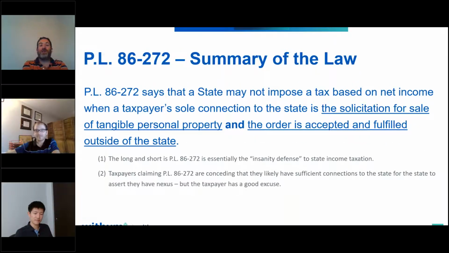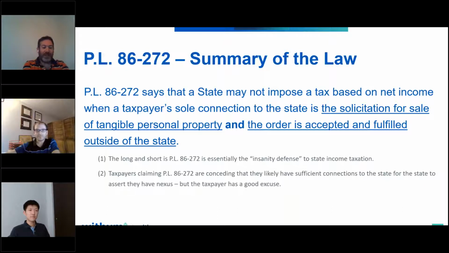So this is a summary of the law, where the rubber meets the road. Public Law 86272 says a state may not impose a tax based on net income when a taxpayer's sole connection to the state is a solicitation for sale of tangible personal property, and the order is accepted and fulfilled from outside the state. The way I say it is that 86272 is essentially the insanity defense to state income taxation. When you start asserting that you are protected under 86272, you're almost admitting that you have sufficient connections to the state for the state to impose a net income tax against you. But what you're also saying is that you have a really good excuse for it.